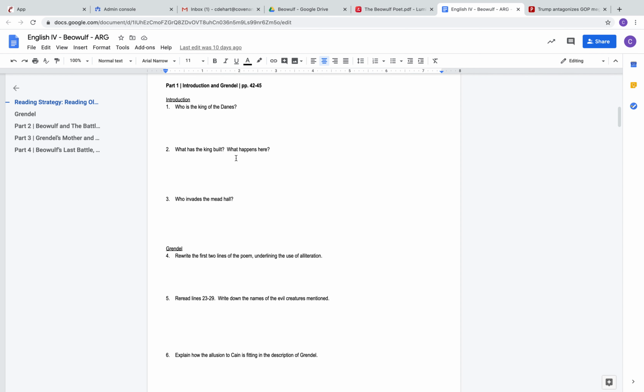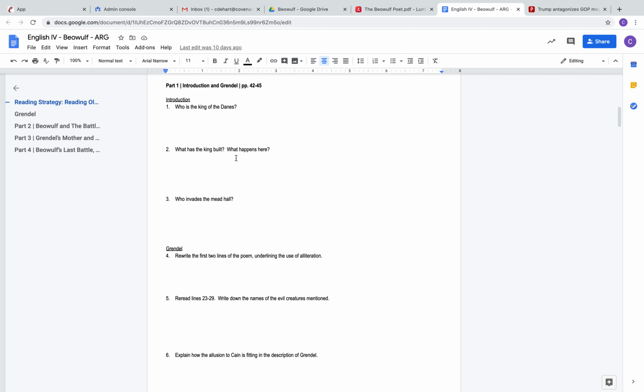So let's take a look at what's in italics on page 42. This is kind of an introduction to set the scene for us because this is just a section of Beowulf, not the entire story. So it's very important to follow along with these helps that fill in the gaps for us, and also serve as a little summary and a little flash forward or foreshadowing, or maybe even a spoiler. So let's go ahead and read that.